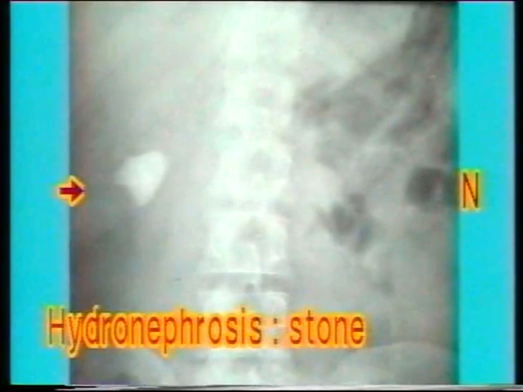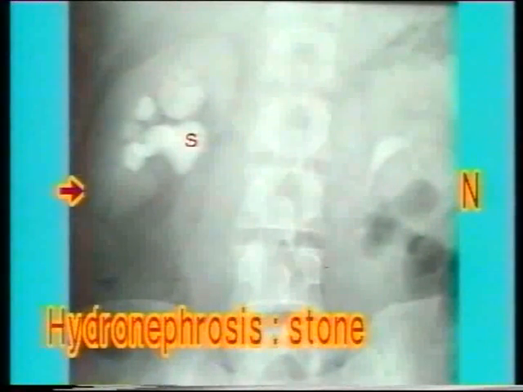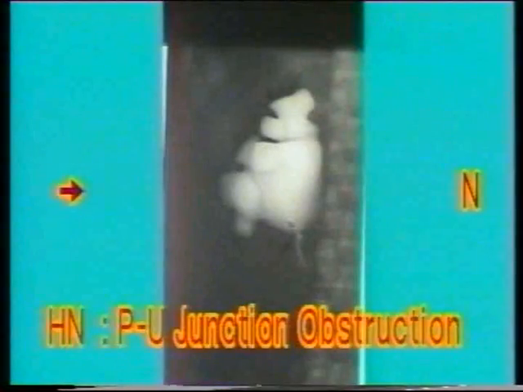In this X-ray, note the stone at the pelviureteric junction causing mild degree of hydronephrosis. In the close-up view, note the stone marked S and the arrow pointing to the convexity or clubbing of the calyces. If there is no visible stone, then it is more likely to be a congenital PU junction obstruction, often due to aberrant lower polar vessel pressing on the PU junction or congenital stenosis.